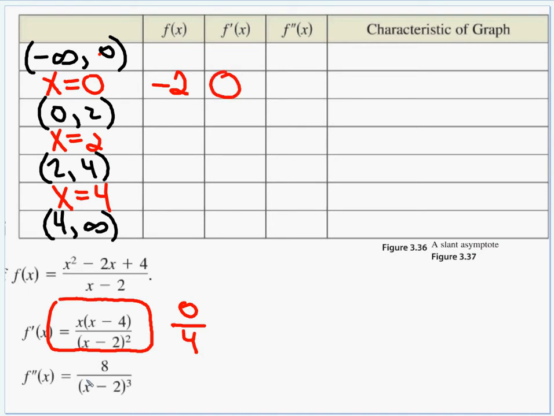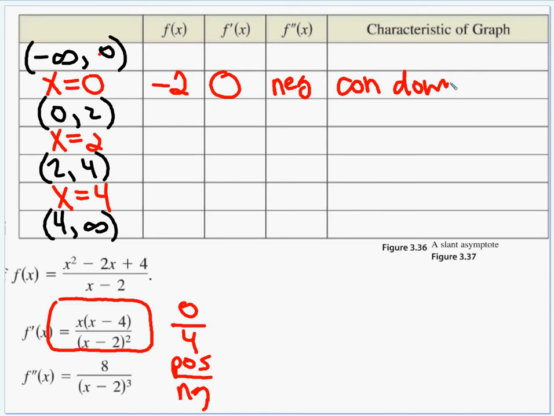And if we put 0 into the second derivative, we have a positive numerator, and 0 down there will be a negative 2 cubed. That's negative. Positive over negative is negative. And if we have a negative value there, that is then concave down.